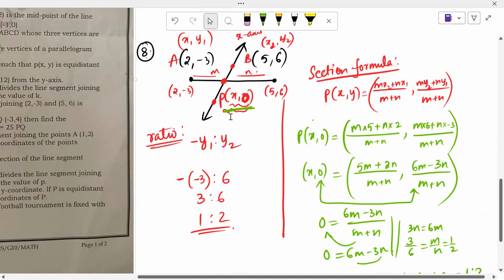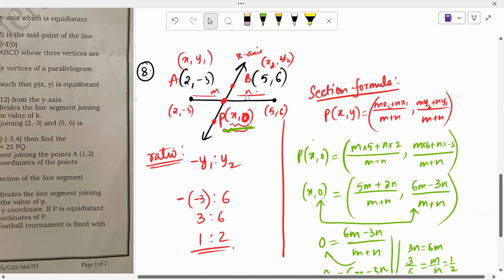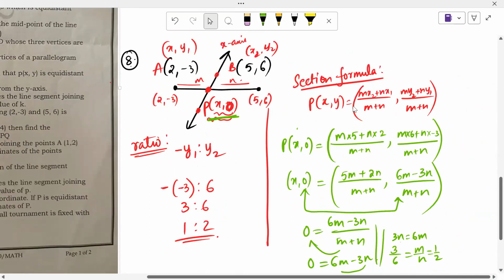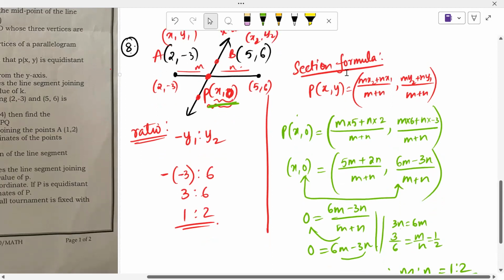But for that, the x-axis is dividing the line, right? So it is intersecting the line at P. So the P on the x-axis will be x, 0. You have to use this point for finding out the ratio. So for that, we need the section formula. The section formula is P x, y equal to mx2 plus nx1 by m plus n, my2 plus ny1 by m plus n. So you have to substitute the values. You already know that x2 is 5 and x1 is 2. So here you substitute m into 5 plus n into 2 by m plus n.